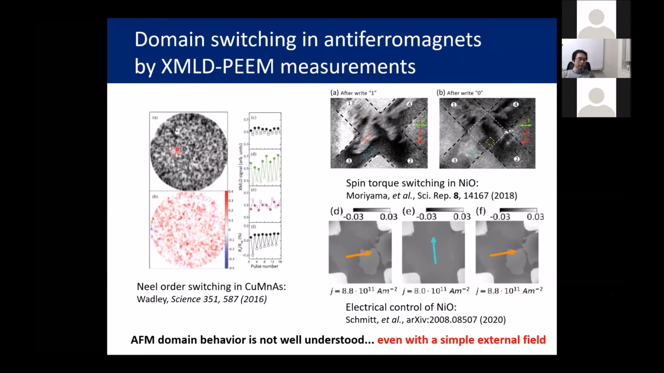As you can see in these XMLD images, for example, of copper manganese arsenide and also nickel oxide from some studies, we can always observe this kind of domain, and when we apply the electrical current, we see the evolution of domains like this. In my opinion, this domain evolution is not well understood. And even apart from the spin torque switching shown in this slide, domain evolution with even a simple external field is not well understood.